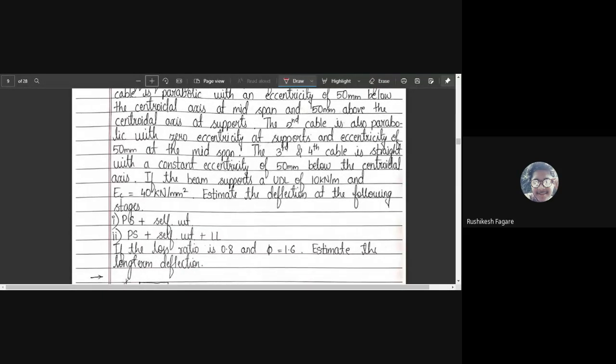First one, PS plus self weight, PS plus self weight plus live load. If the loss ratio is 0.8 and phi is 1.6, estimate the long-term deflection. Okay, thank you.